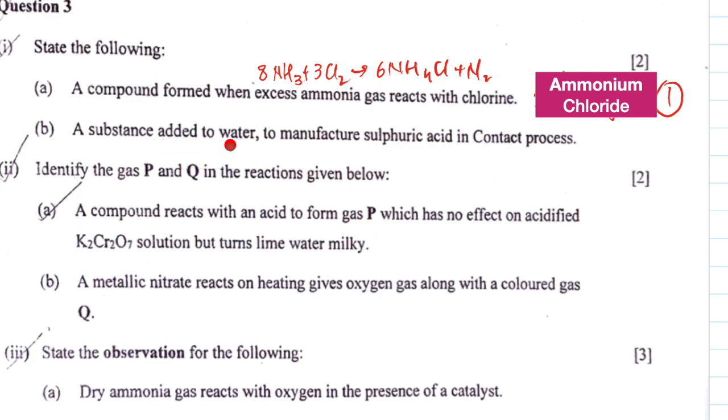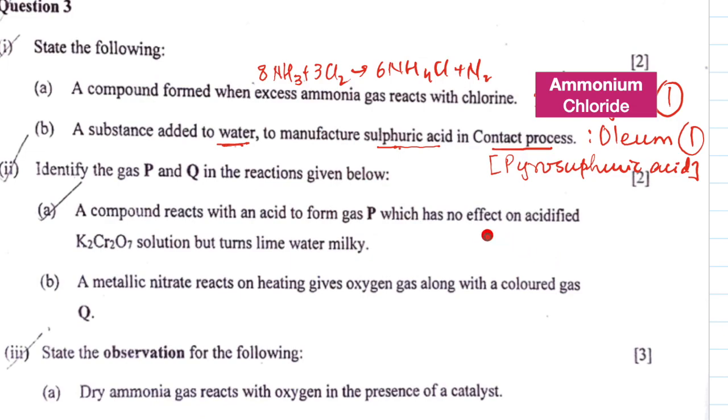The substance added to water to manufacture sulfuric acid in the contact process. Now sulfuric acid is obtained when we add water to oleum. So here we will write it as oleum, which should give you your 1 mark, but you should also write it as pyrosulfuric acid.